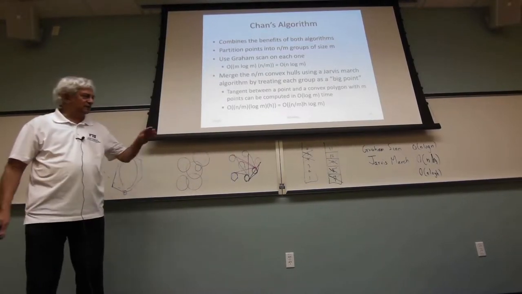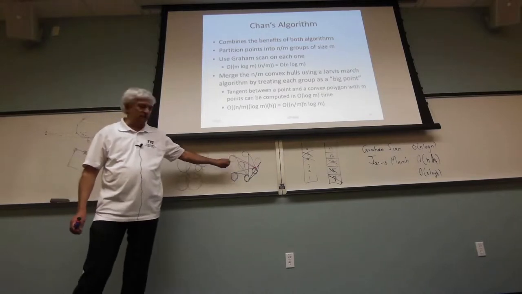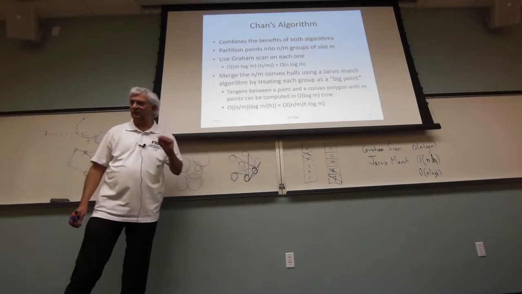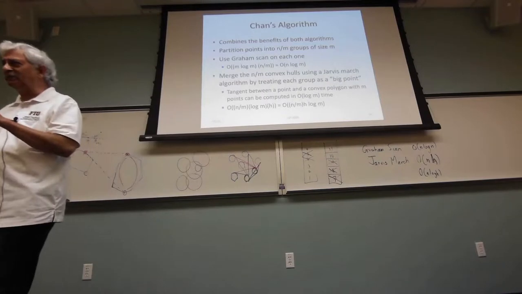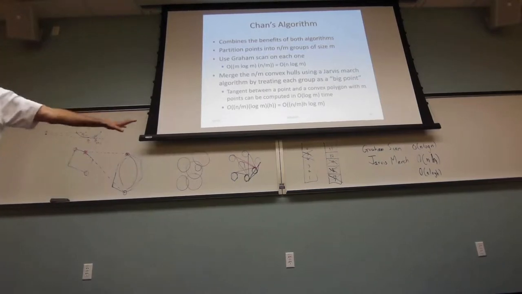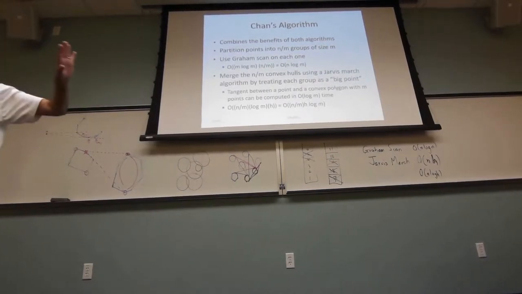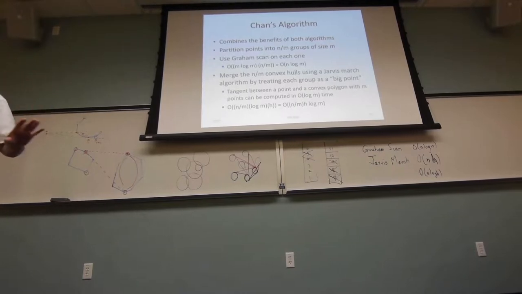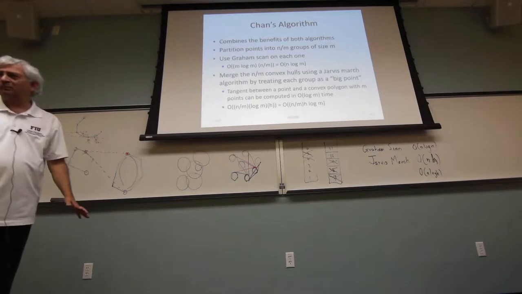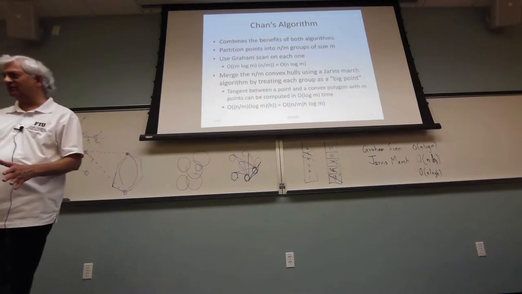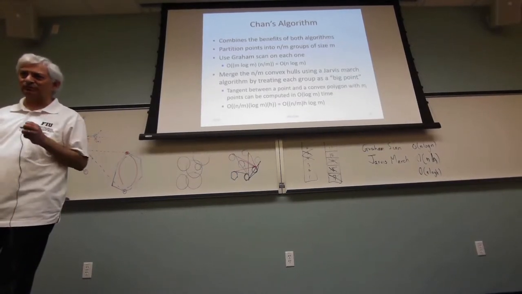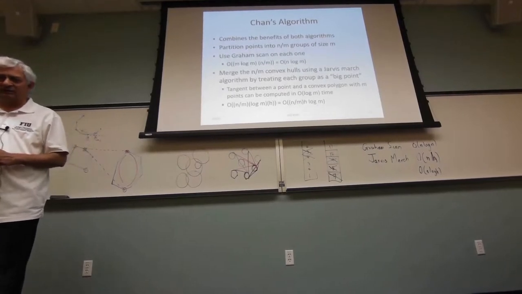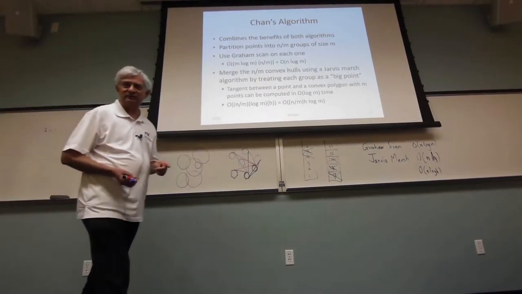And if m, the size of each of these pieces, is exactly the same as h, then the time complexity, according to the calculations, will be exactly n log h, which is the best possible, right? The only problem is we don't know h. And so we have to do some extra work to figure out what that value of h is. And there are several tricks.